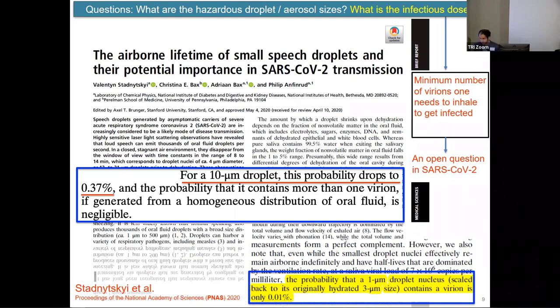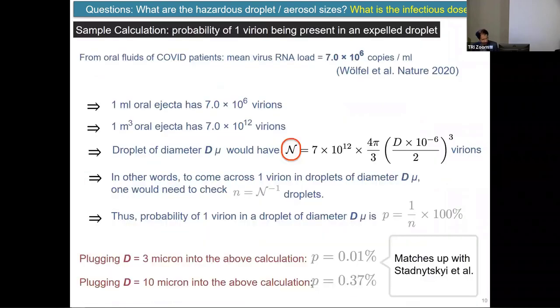For this, again, I first started to mine through literature. I found this paper that came out in late 2020. They experimentally measured the probability of finding a variant in a droplet of a certain size. These are all undehydrated droplets. They have not lost the water yet. Some striking numbers, for example: in a 10 micron undehydrated droplet, the probability to find at least one variant is just 0.37%. So I decided to develop a simple mathematical model which hopefully can test these numbers.